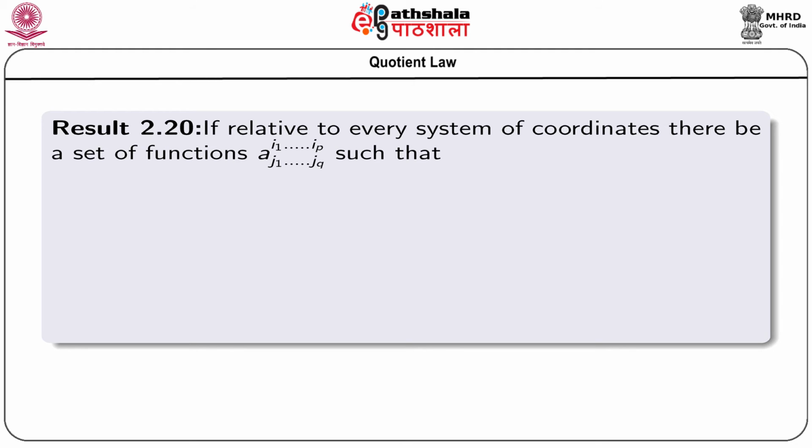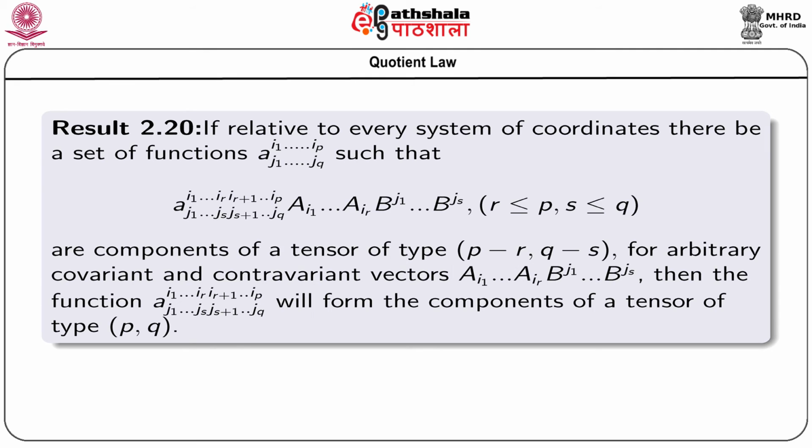So, we can write a general result: if relative to every system of coordinates there be a set of functions A(i1, i2, ..., ip; j1, j2, ..., jq) such that the inner product of A(i1, ..., ir, ir+1, ..., ip; j1, ..., js, js+1, ..., jq) with A(i1, ..., ir) and B(j1, ..., js) gives the components of a tensor of type p minus r, q minus s for arbitrary covariant and contravariant vectors A(i1, ..., ir) and B(j1, ..., js), then the function A(i1, ..., ip; j1, ..., jq) will form the components of a tensor of type p, q.